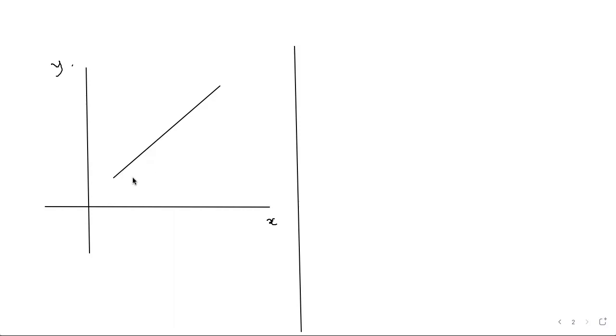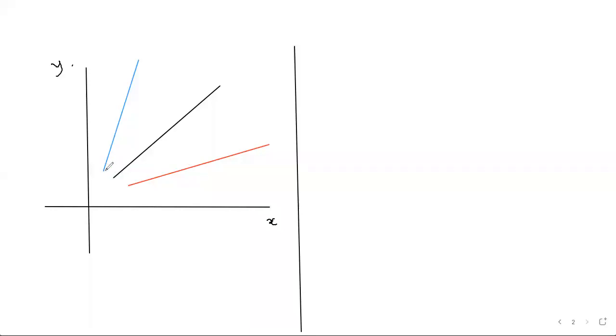Let me draw another line. Let me use a different color here. So I have another line that is like that. I have another line that goes like that. Then I have another line that goes like that. So if I ask you which of these lines has the highest gradient, how do you know?